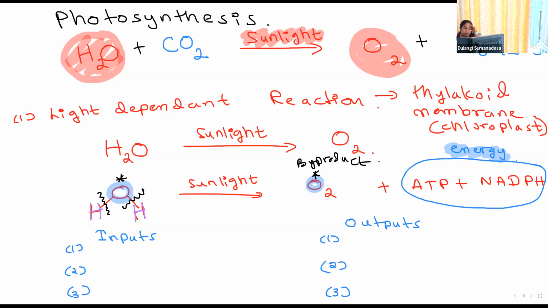Finished? Okay, so let's write down the outputs. If you write oxygen, you don't have to memorize these things, right? If you write oxygen, the opposite side needs to have water, because water's oxygen atom is converted into oxygen gas. If you write ATP, what gives the ATP is the ADP and Pi, because it's a cycle.